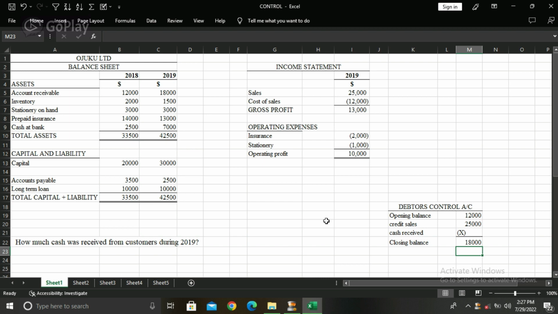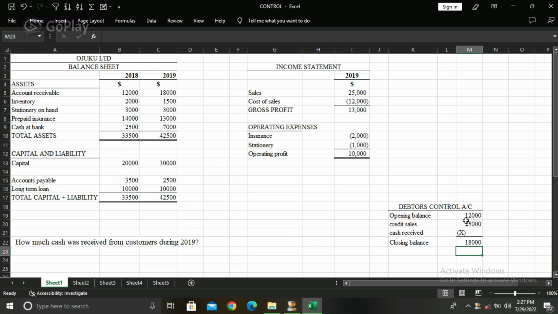Our debtors were owing us 12,000 in 2018. That's what we used to enter 2019. Then during 2019, we sold this amount to them, 25,000. Adding to the 12,000, giving us 37,000. Then at the end of the year, we are saying that they are only owing us 18,000. So how much do we receive from them? How much we receive from them is the difference between the summation of the 12,000 and 25,000 and this 18,000.